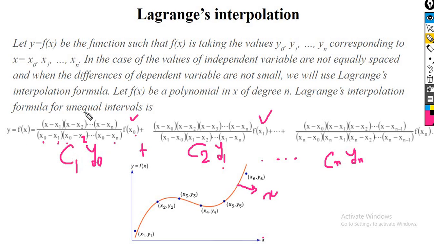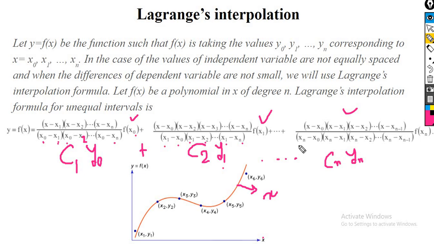The coefficient for y1 can be written as x minus x0. Now obviously you cannot write x minus x1, so this will directly be x minus x2, x minus x3 up to x minus xn. In the denominator this will be x1 minus x0, x1 minus x2 up to x1 minus xn. And the generalized term is x minus x0, x minus x1 up to x minus x(n minus 1). Obviously we are not considering the xn term.